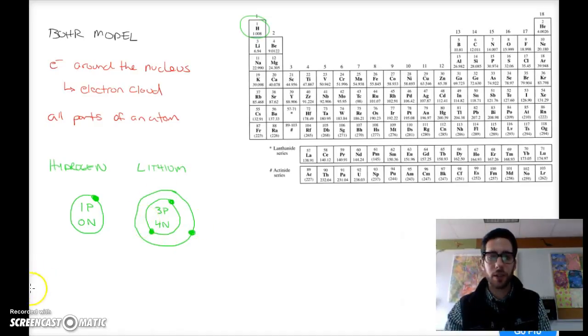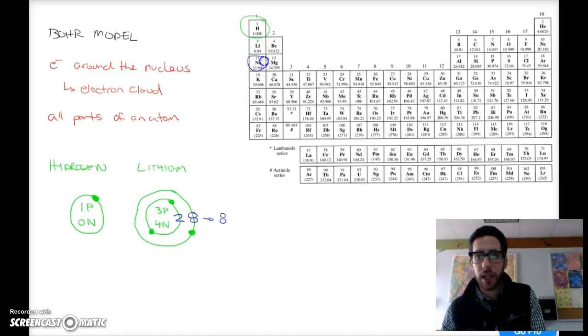Now the next question you might have is, how many can the second one hold? It can hold 8. And that's the same rule for every shell after that. So the only thing you need to remember is the first shell can hold 2, the next shell can hold 8, and every shell after that can also hold 8. And that's important for bonding, and that's something we'll cover in a later lesson.